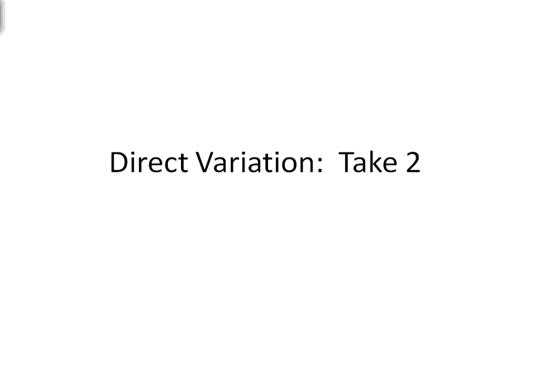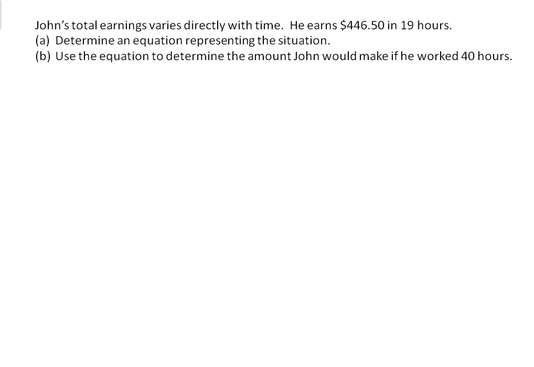This is Miss Parody, and in this video I'm going to do one more example of direct variation. John's total earnings varies directly with time. He earns $446.50 in 19 hours. Determine an equation representing the situation, and then use the equation to determine the amount John would make if he worked 40 hours.